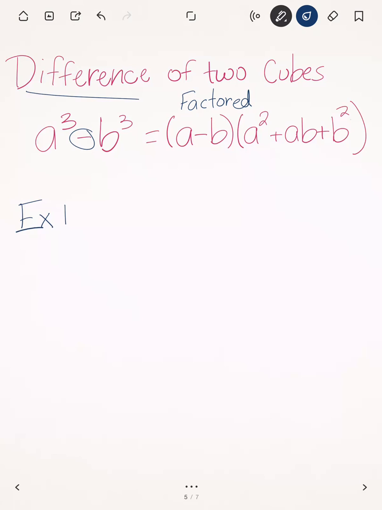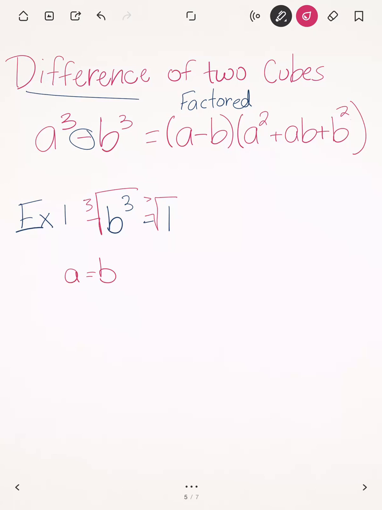So example 1, let's use the variable b cubed minus 1. And I know some of you are like, oh no, she's using 1. Yes, you can use 1. It's okay. It's not going to hurt. So I do the same process. The first term is my a. I take the cube root. The cube root of b cubed is b. If I look at 1, 1 was in my perfect cube list.